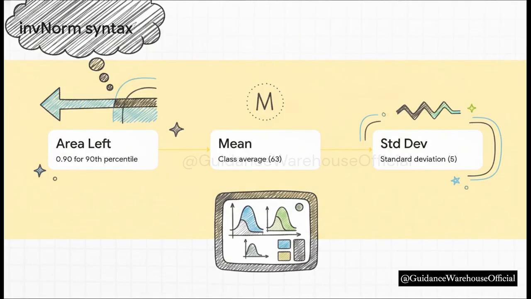Here's how we break down the invnorm recipe for this calculation. Step 1. Enter the area to the left. For the 90th percentile, that's 0.90. Step 2. Enter the mean, which is still 63. Step 3. Enter the standard deviation, which is still 5. To make sure the mechanics are perfectly clear, your calculator syntax is simply invnorm, open parentheses, 0.90, 63, 5.